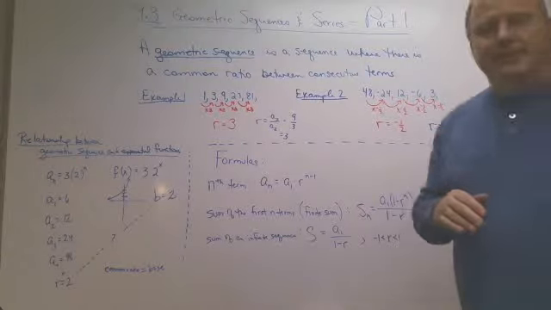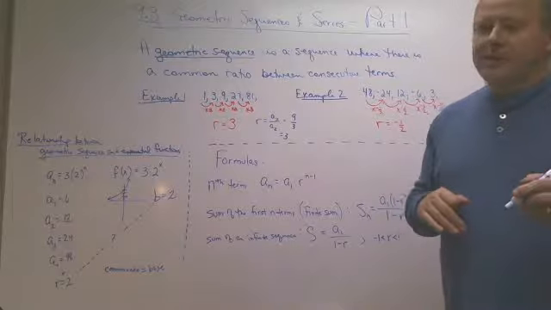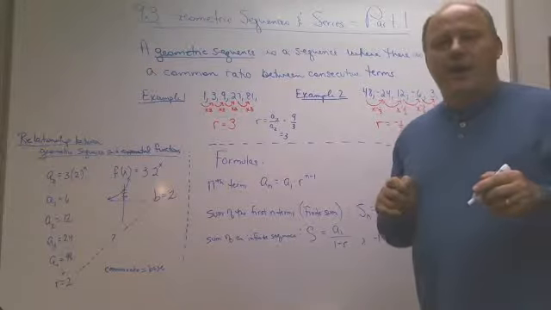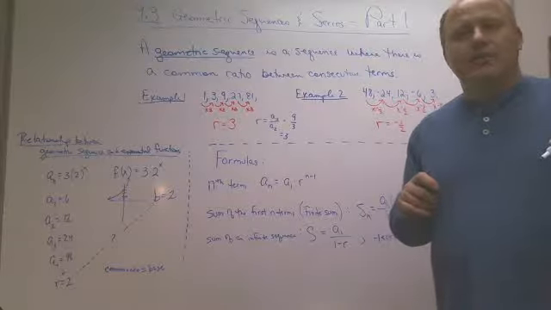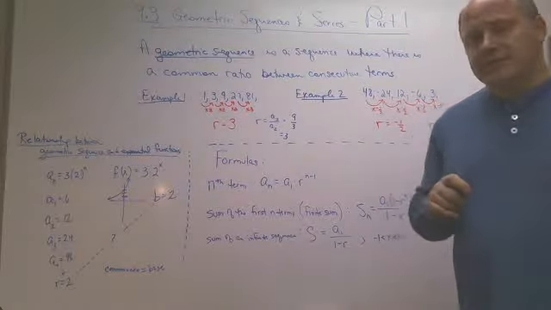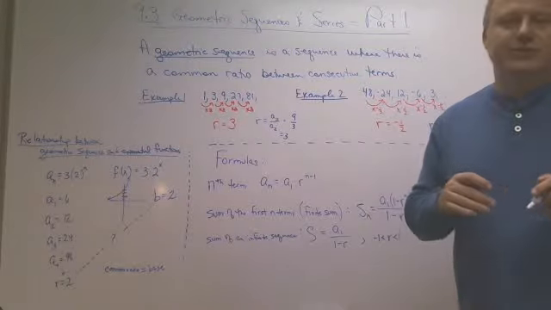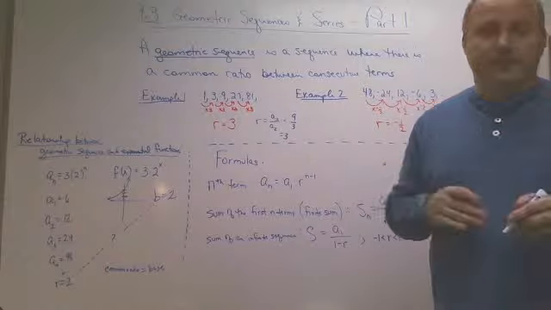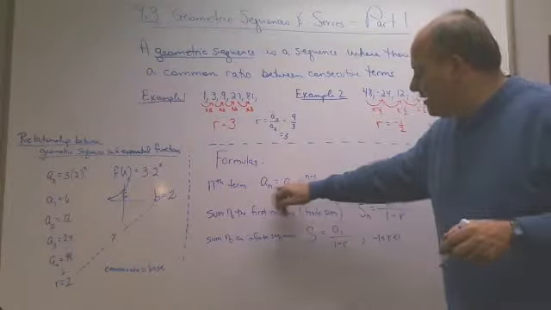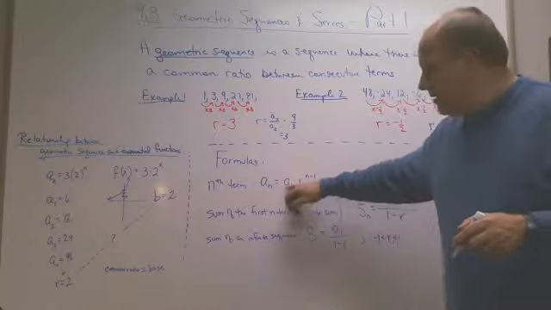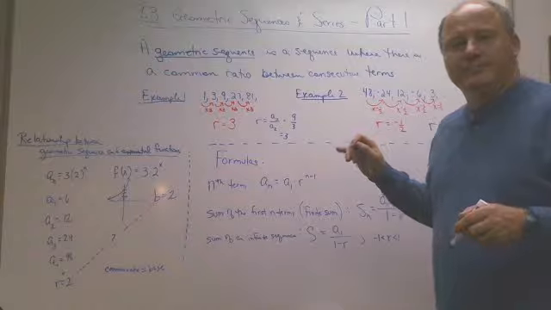Instead of adding the same number each time, you're multiplying by the same number each time. Just like with arithmetic sequences, they are important to discuss because you can find specific terms of the sequence, or add the terms up, using different formulas. The formula for the nth term is a sub n equals a sub 1, which is the first term, times r, your ratio, raised to the n minus 1.